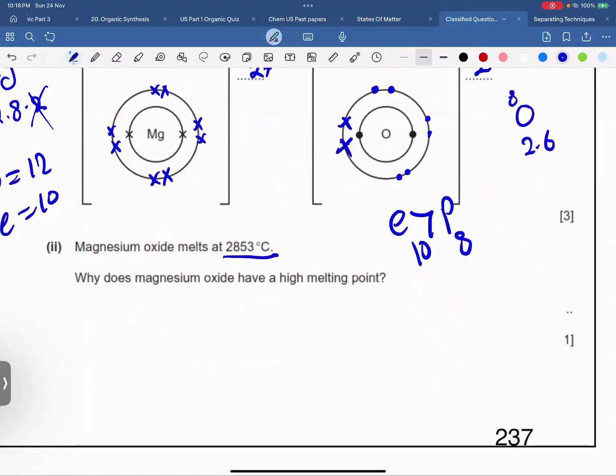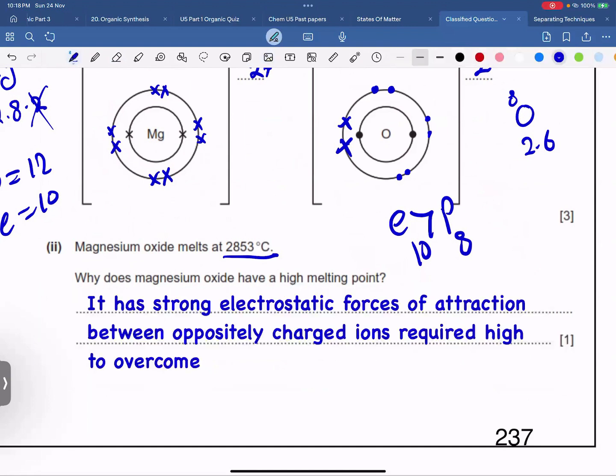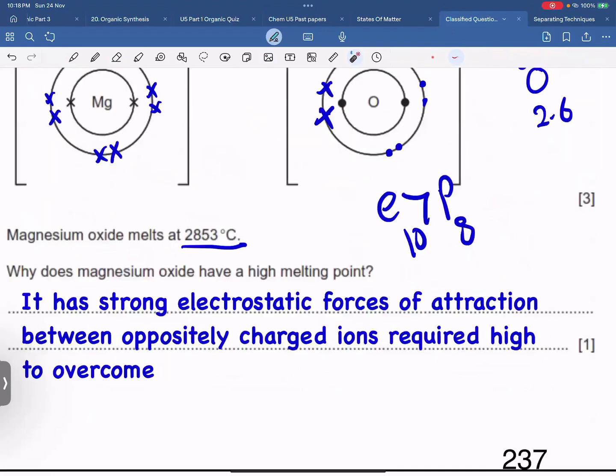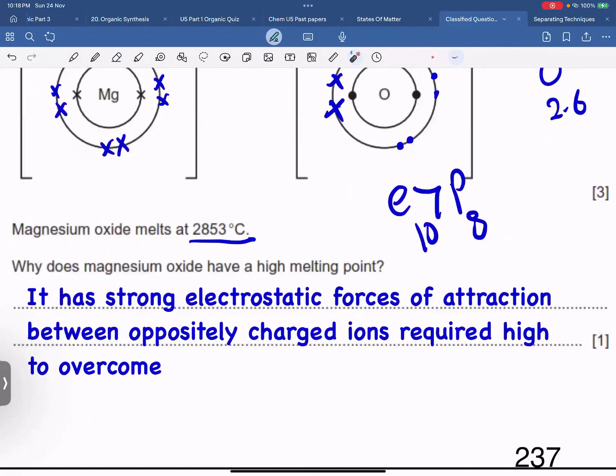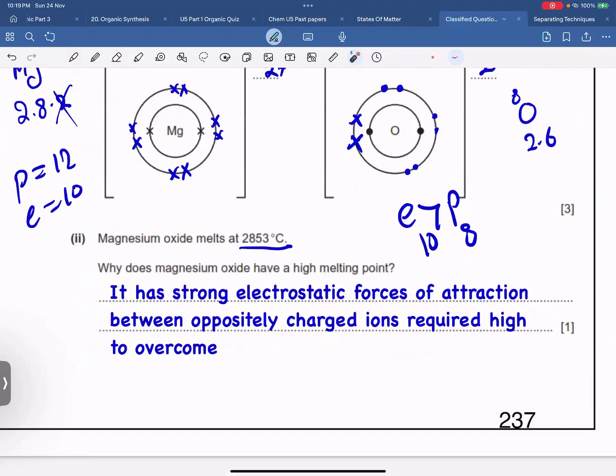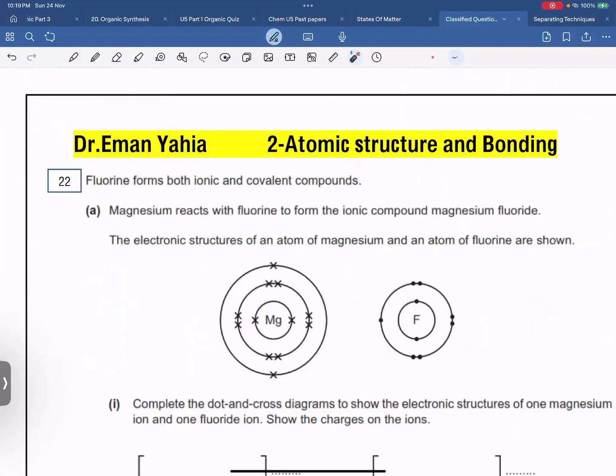Why does magnesium oxide have a high melting point? It has strong electrostatic forces of attraction between oppositely charged ions that require high energy to overcome. Remember this answer for all ionic compounds. Any ionic compound melts at a high temperature. This is the standard answer: it has strong electrostatic force of attraction between oppositely charged ions, or positive and negative ions, that require high energy to overcome. Then fluorine and magnesium.